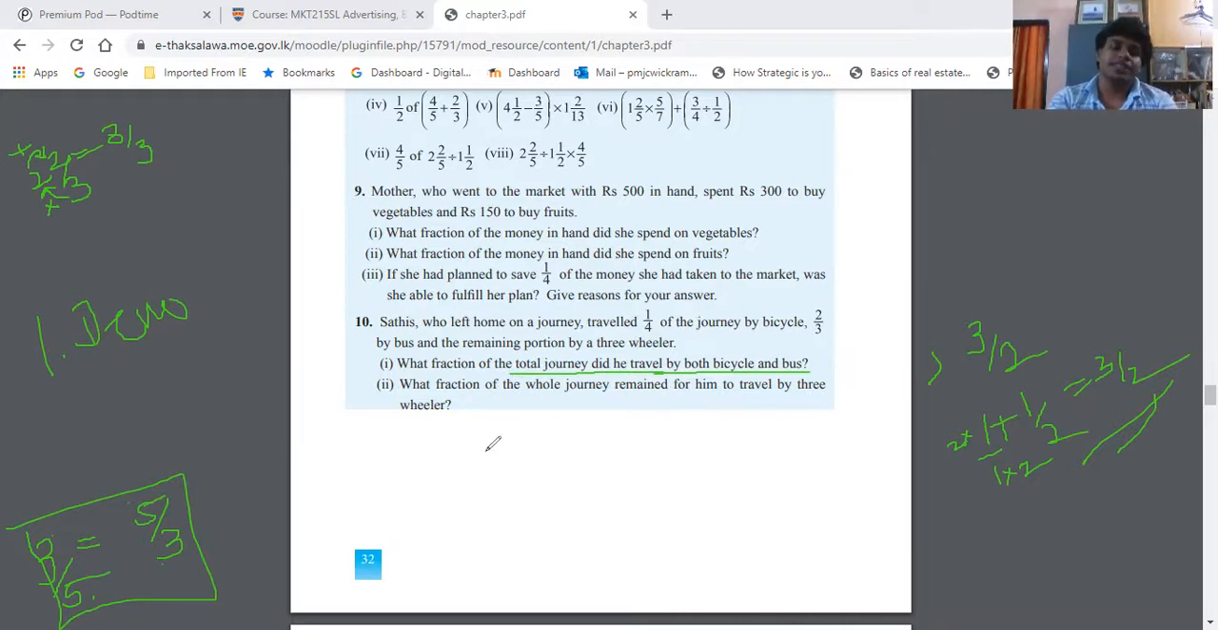So how are we going to find this? What fraction of the total journey did he travel by both bicycle and bus? 1/4 of the journey was traveled by the bicycle. And 2/3 by bus. Bicycle 1/4, bus 2/3. 2/3 of what?